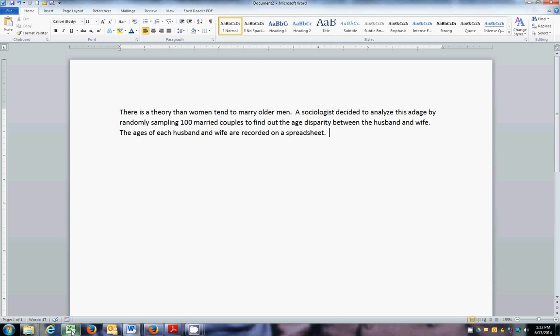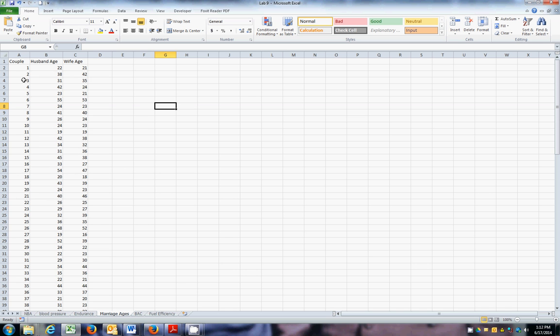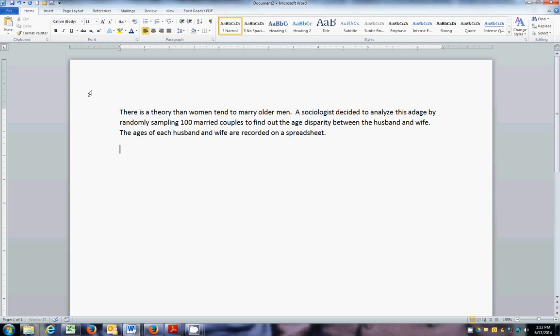I'll go ahead and show you that spreadsheet. So here we go. We have 100 couples in column A, and we have the husband age and the wife age. So the first thing we want to do is figure out what type of test this is. So this is a test of difference of means. I want to know, is there actually a difference between a husband and a wife's age?